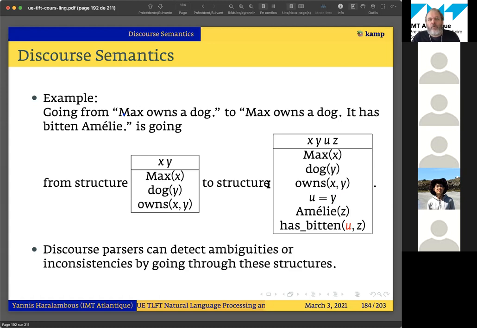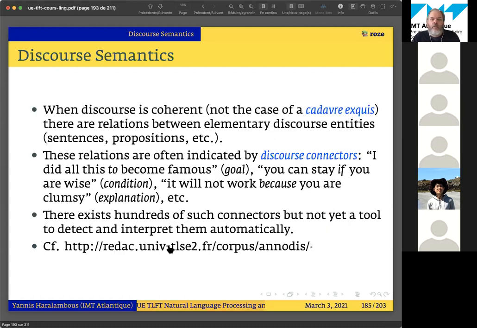And you have tools for doing this. If you go to this address here at Université de Toulouse, you will see a system for discourse representation of French, and you have similar systems for English.